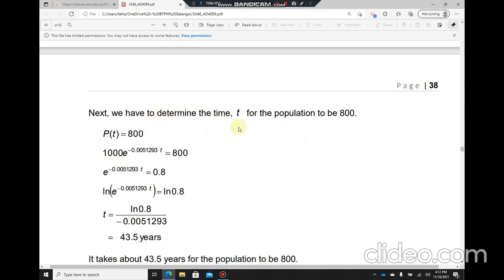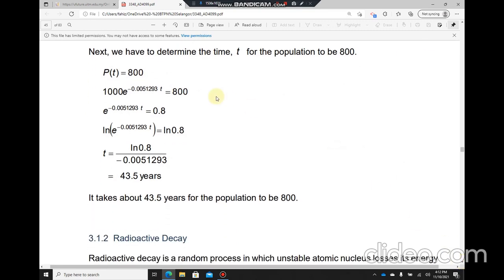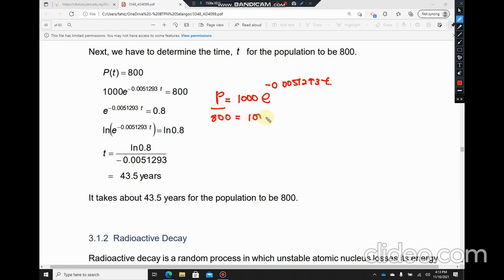Okay, next. So yang ni yang kita nak cari daripada soalan. We have to determine the time t for the population to be 800. Okay, so kita nak cari masa bila P equals to 800. Sama juga macam tadi, you just substitute into your general equation kan. Tadi kita ada P equals to 1000e^(-0.00512993t). Okay, so it means that this one, your P is 800. So masuklah nilai semua ni, untuk dapatkan nilai t.